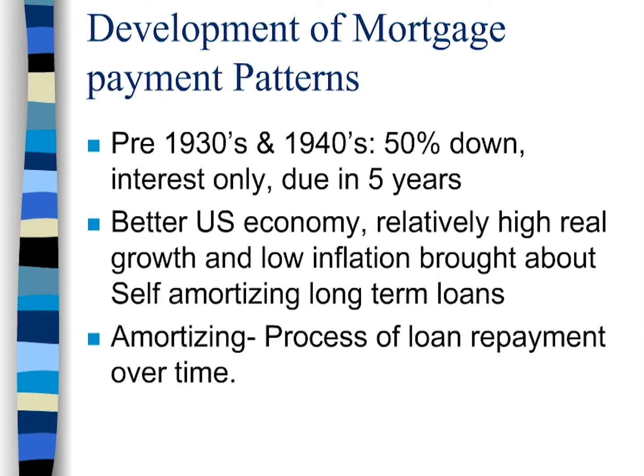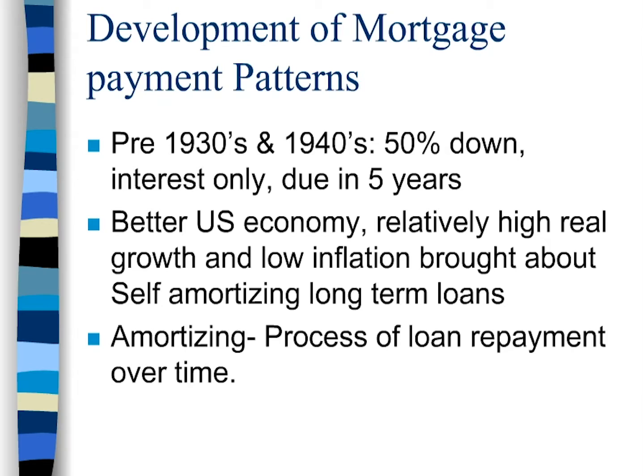Just a real short history on the development of mortgage payments. In the pre-1930s and 40s, it was very commonplace to have to put 50% down. They'd be interest-only loans and then due in 5 years. If the average house in Massachusetts is around 300,000, you'd have to put 150,000 down to buy a house, just starting out. You'd only pay interest, and then you'd owe the other 150 in 5 years. So as you can see, it made home ownership very tough.